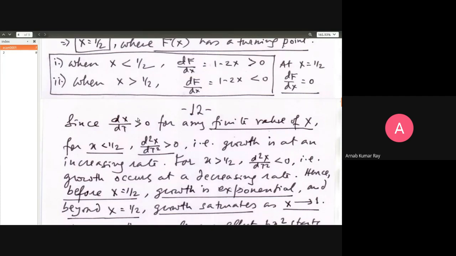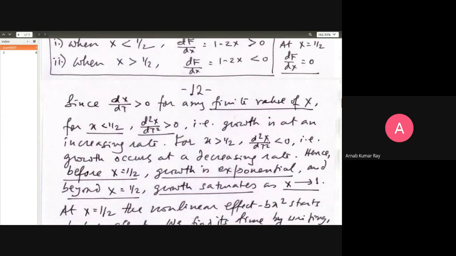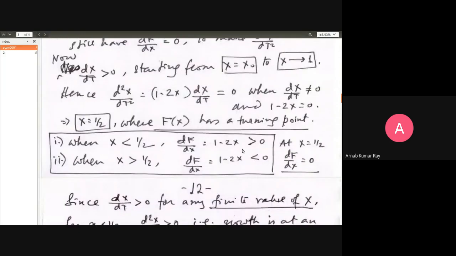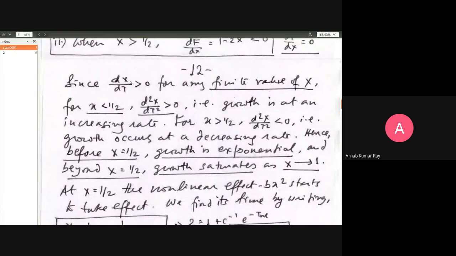That is shown by the second derivative being equal to 0. But if d2x/dt squared is positive, then this is growth at an increasing rate. But when x becomes greater than half, d2x/dt squared is negative as per this argument, because df/dx will be negative. So this thing will be negative. Although the first derivative is positive, a negative second derivative means that the growth is occurring at a decreasing rate.